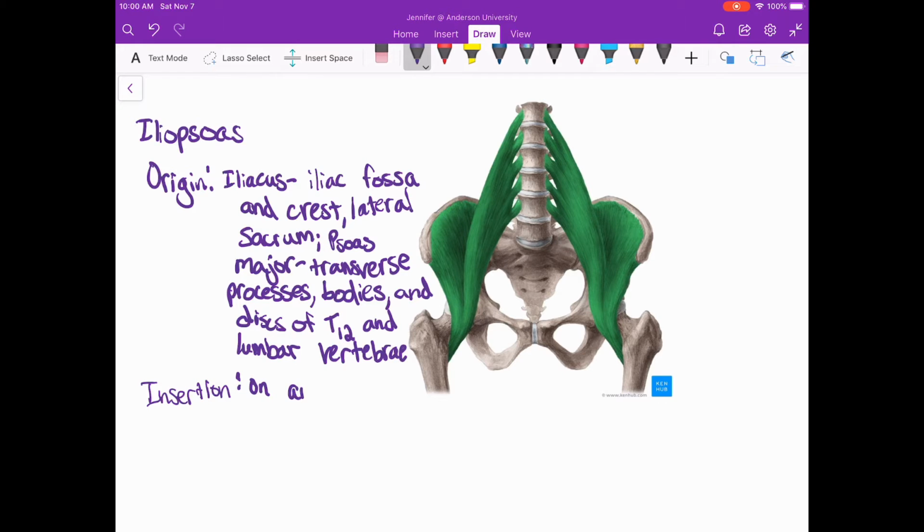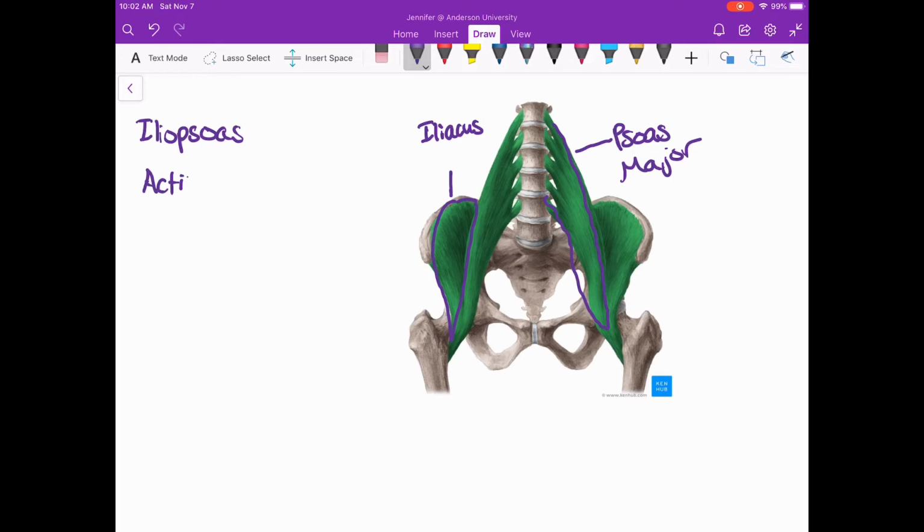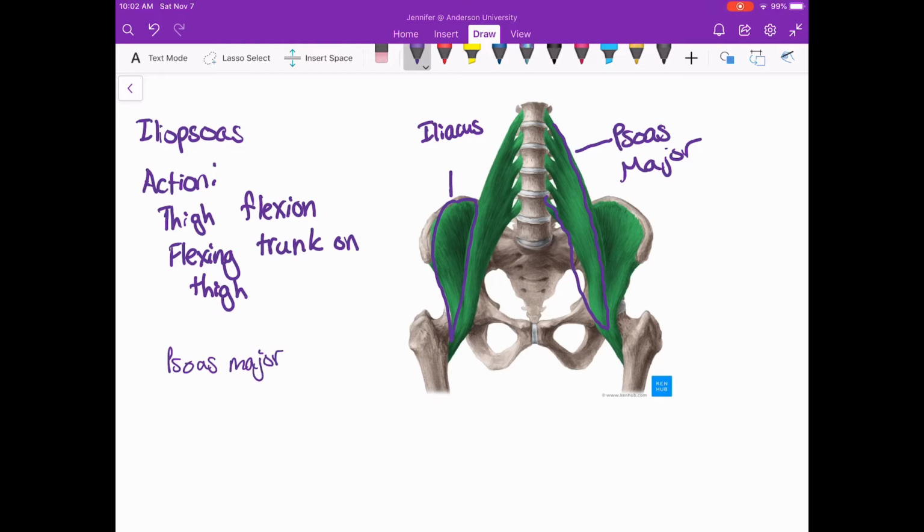And as you can see in the picture, the iliacus is the one that looks more directly on the pelvis, and it is more lateral. And the psoas major is the longer one going up towards the vertebral column. The action: the iliopsoas are a prime mover of thigh flexion and flexing trunk on thigh, as well as lateral flexion of the vertebral column for the psoas, which makes sense because, as you can see, the psoas are connecting to the vertebral column.